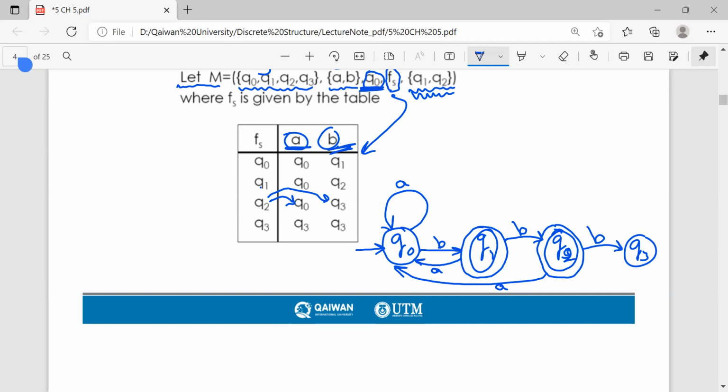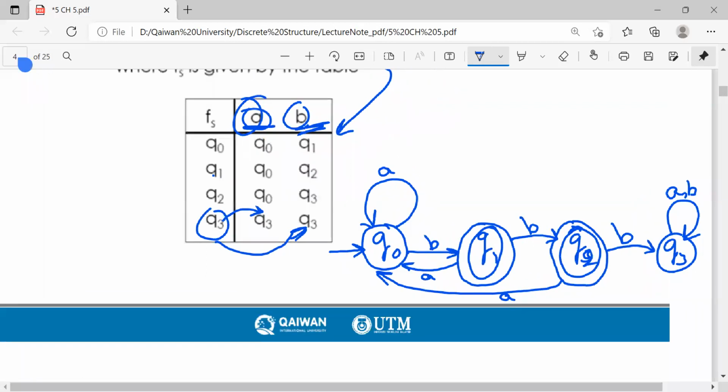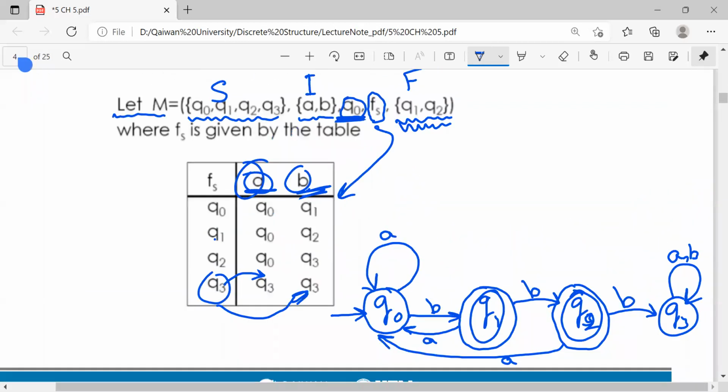Now we have only Q3. Q3 goes to Q3. That means it goes to itself if the input is A. And Q3 goes to Q3 again, it goes to itself if the input is B. That means for A and B, it returns to itself. Okay? This is the transition graph for it. It's easy.